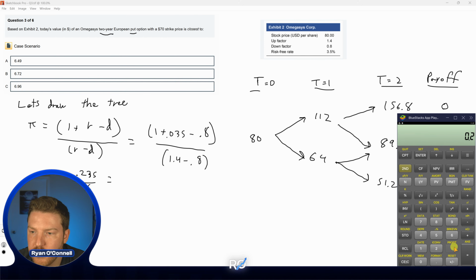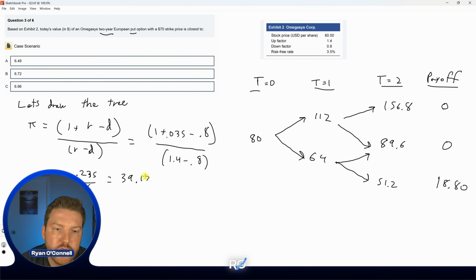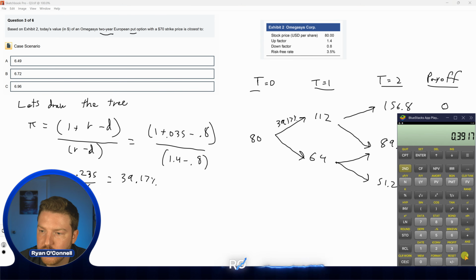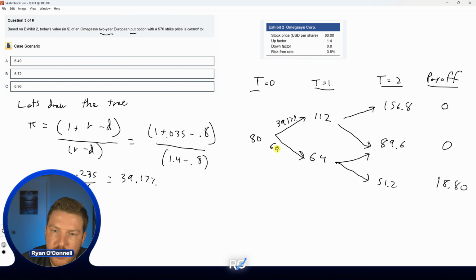So 0.235 divided by 0.6 is going to be equal to a 39.17 probability of an up move. We could do a long formula or we could just use intuition. So this is like a 39.17% chance it goes up. That means the chance that it goes down is going to be 1 minus that. So let me do this in the calculator. Make that negative and then we'll add 1. So that's a 60.83% chance it goes down.